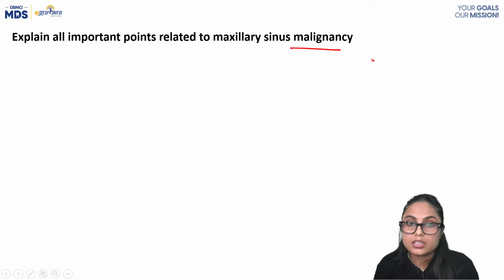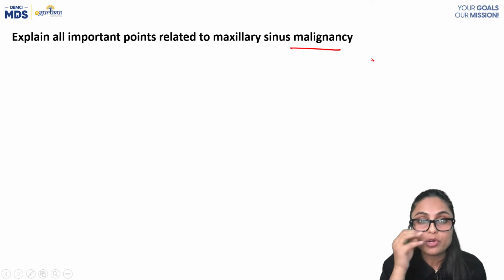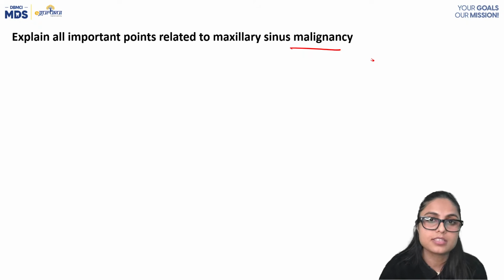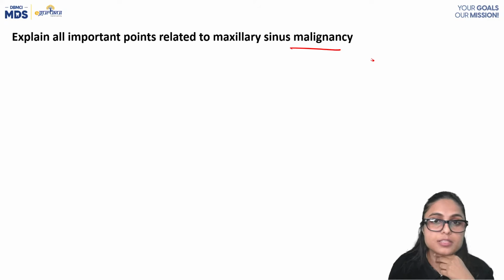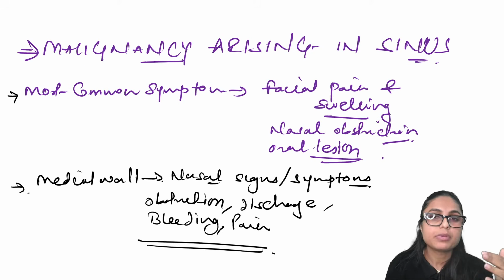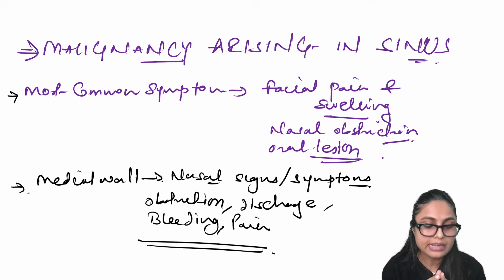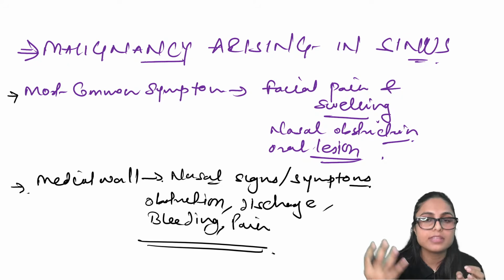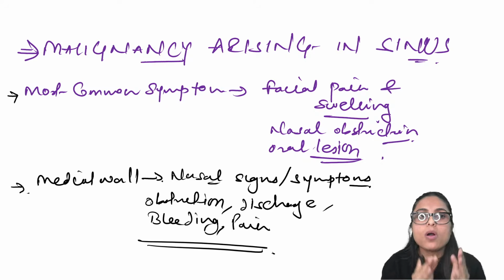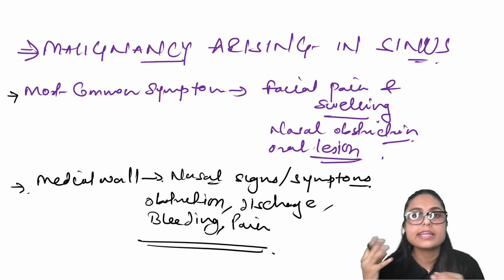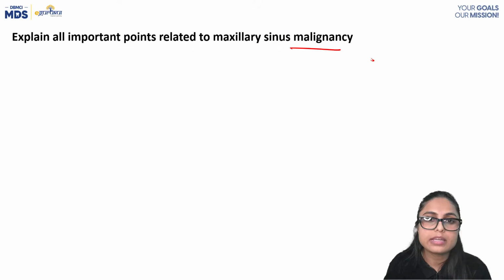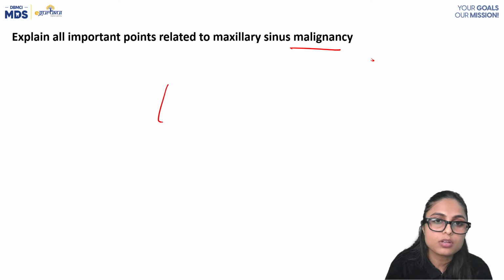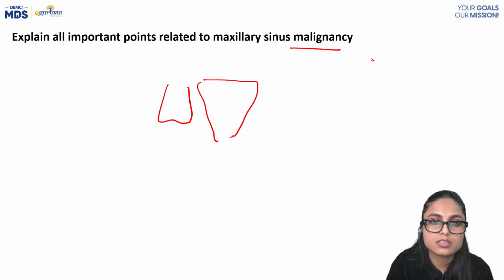All right. All important points related to maxillary sinus malignancy. We have studied in our class that when the malignancy arises from the mucosal lining of the sinus, it all depends on which wall is involved. So, if I talk about the maxillary sinus, this is the sinus.